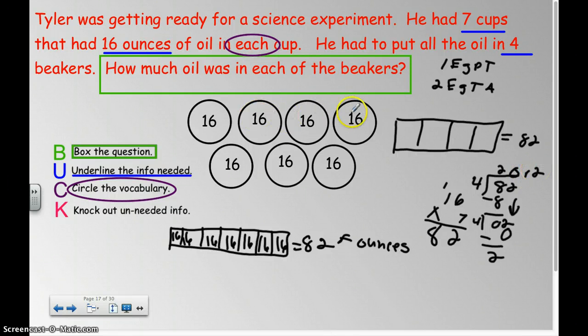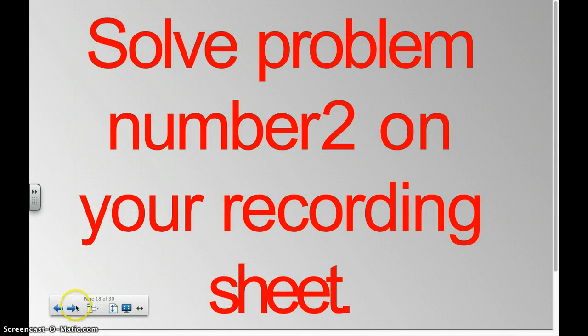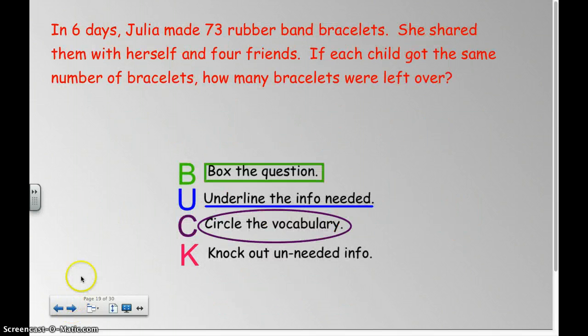So how much oil was in each of the beakers? It was 20 ounces. And then I had 2 ounces left over. So my answer would be 20 ounces was in each one of the beakers equally. So now you can work on problem number 2 on your recording sheet.